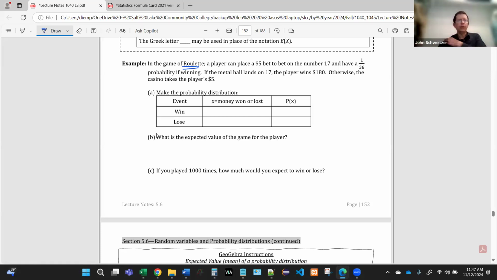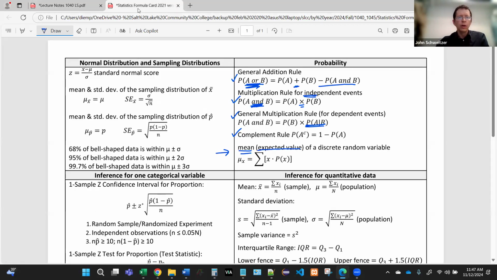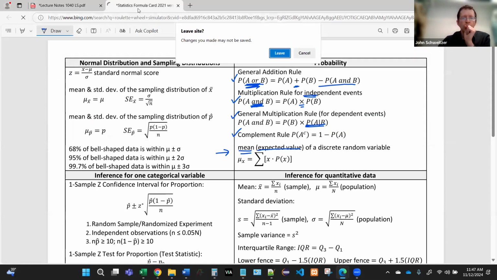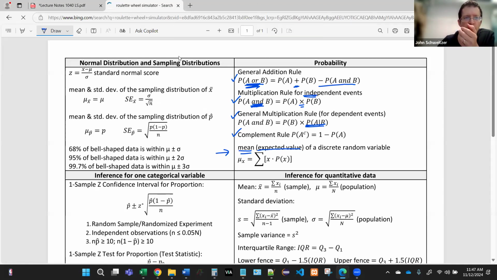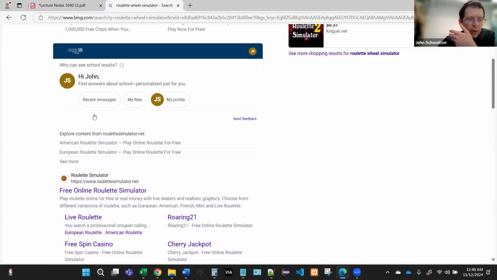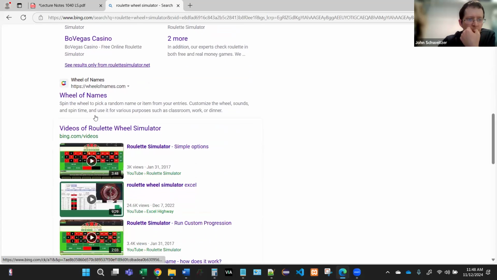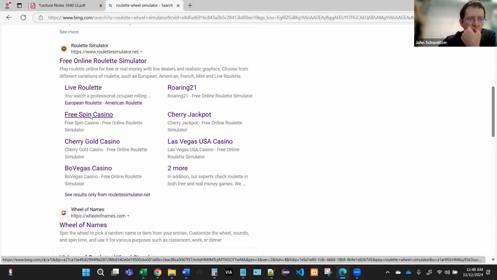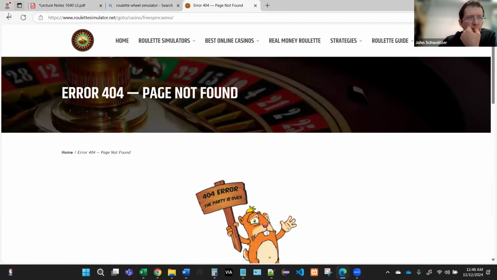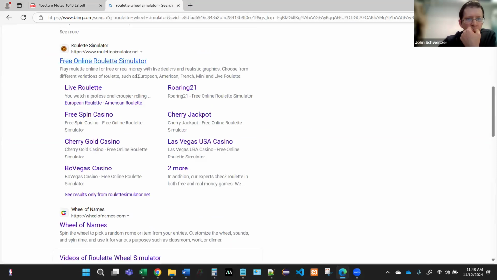Let me see if I can find a picture of it for you guys online here. So let's look up roulette wheel simulator here. You've probably seen one of these before. Even if you don't play roulette, you might have seen it in a movie or something. Let me see, no, that didn't work. I'm going to give up here real quick if this doesn't work.